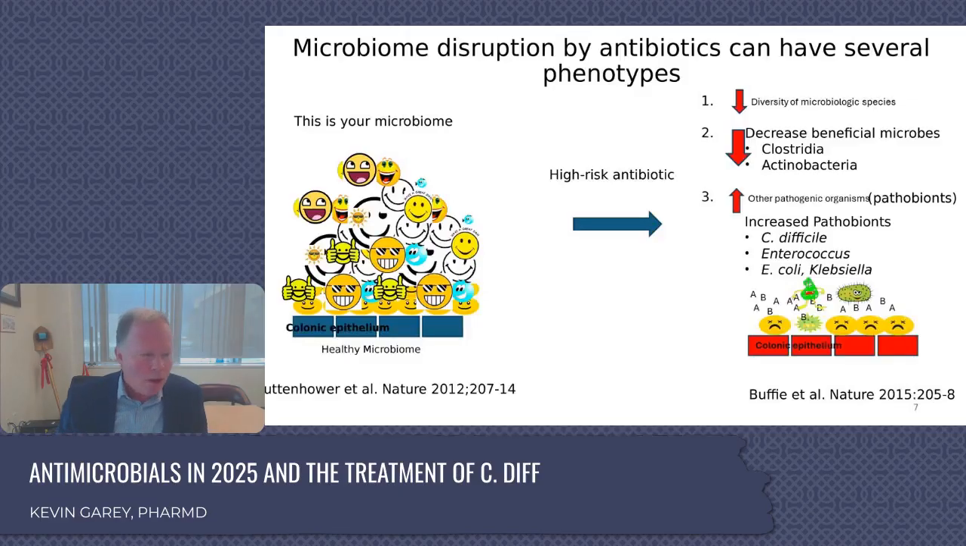Okay, so to understand pharmacobiome is to understand the microbiome. And this is my own figure that I've used before. This is your healthy microbiome on the left: a diversity of species, all producing something of health benefit to humans. And then when we use high-risk antibiotics that disrupt the microbiome, there's a number of different things that can happen. And one is you could just decrease the diversity of those healthy beneficial microbes.